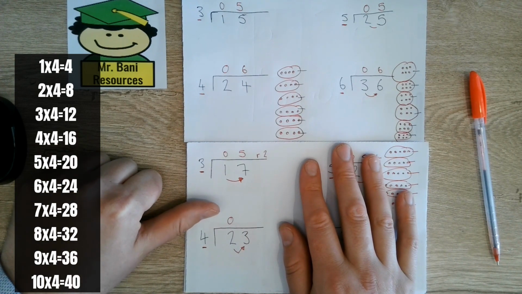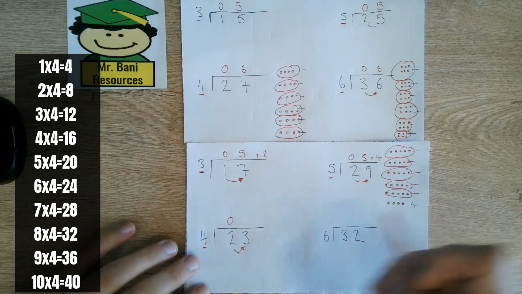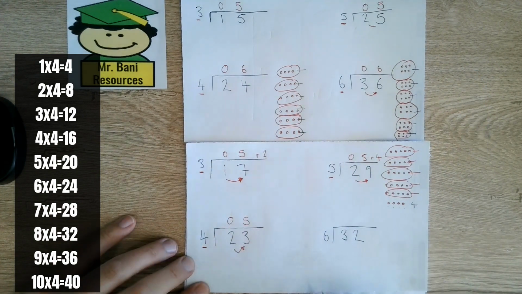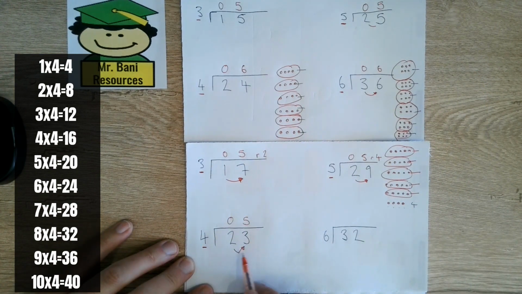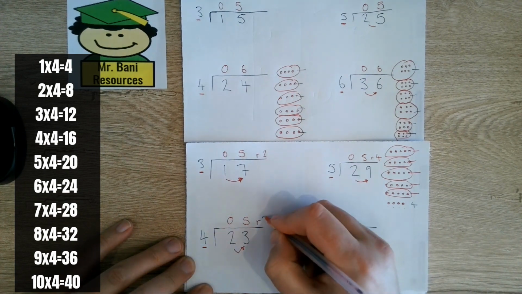Okay, 4 times 6 is 24. So I've got to go the one before it, which is what? 20. So 5, I put my 5 there. Right, 20. 20 add what is 23? What do I have remaining? 3. I have 3 remaining, well done.